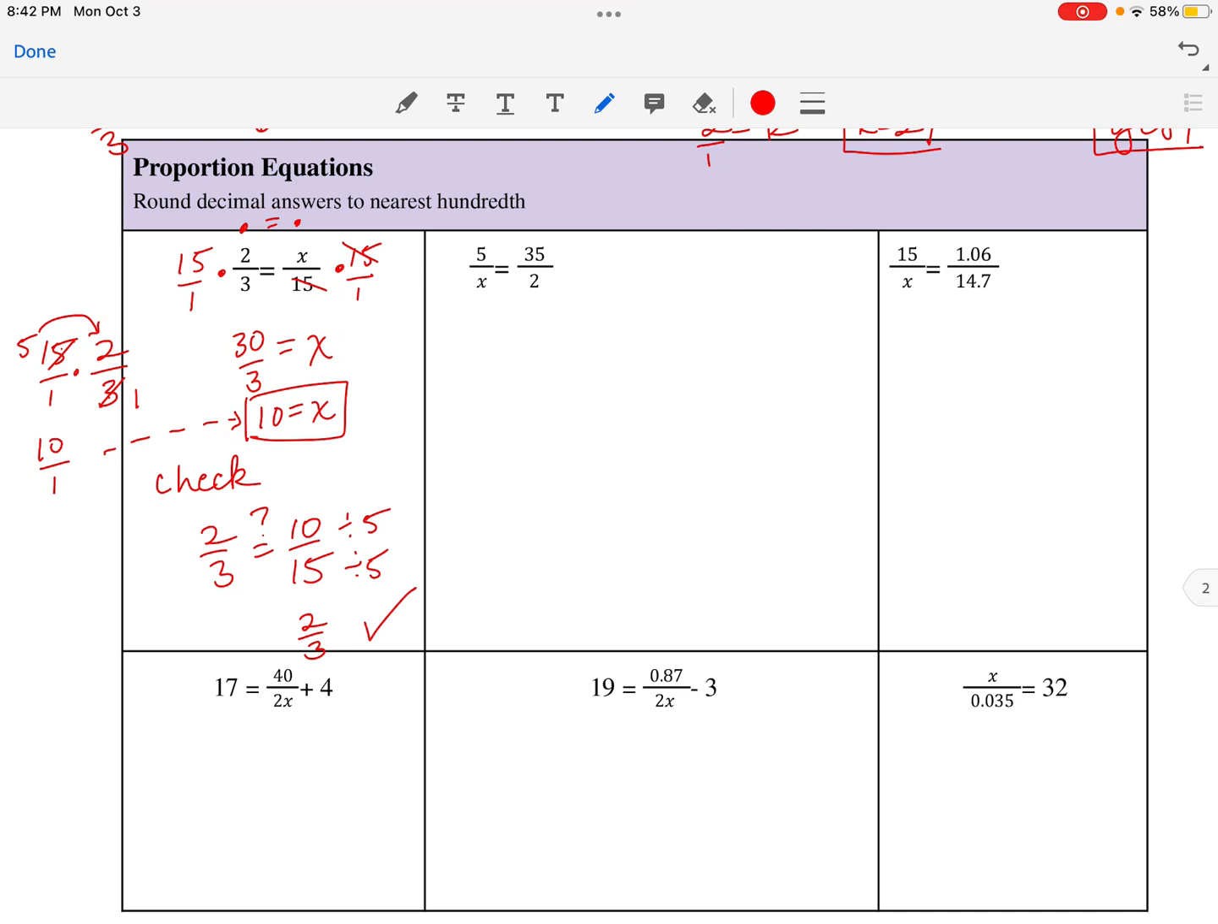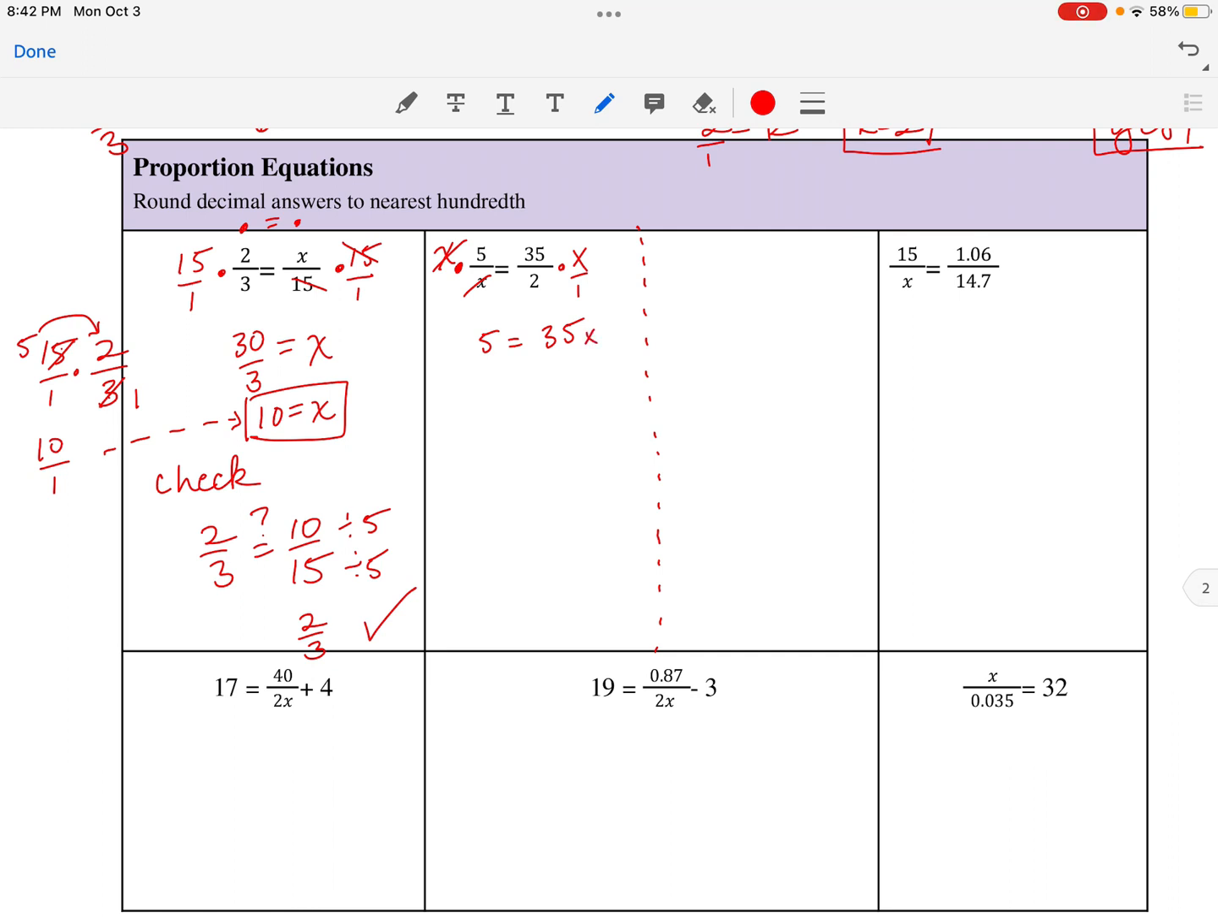Okay. So now for this one, we're going to divide this space in half. We're going to show you how to do it 2 different ways. First, we're going to do it the traditional way. Right now, the x is on the bottom of the fraction. So we have to get it out of the denominator. So we're going to multiply both sides by x here. That will cancel the x here. X divided by x is 1, and leave us with 5 on this side. And then this side will be 35.